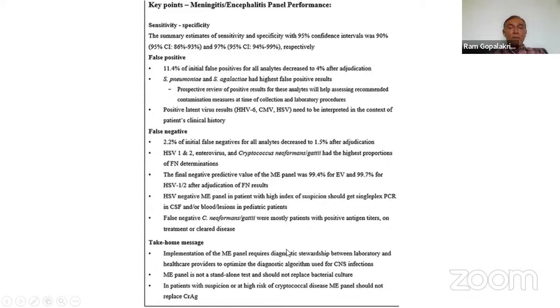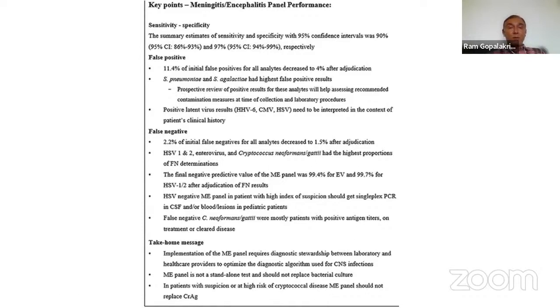And the take-home message is that it should not replace regular diagnostics. It's a little bit different from stool cultures. The GI panel has almost replaced stool cultures, but not the ME panel. You need conventional diagnostics, and if you're thinking of Cryptococcus, do some other test.